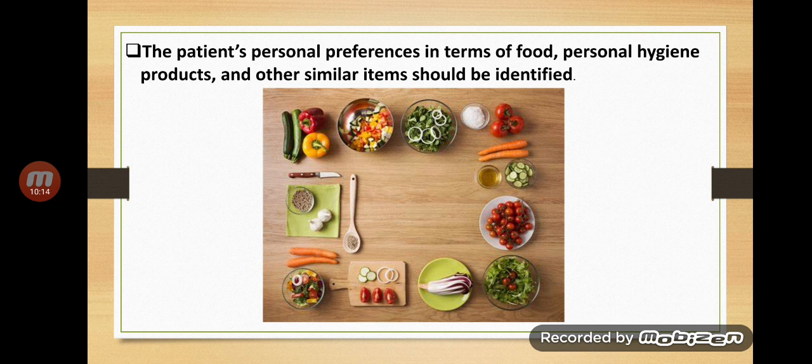And then the patient's personal preferences in terms of food, personal hygiene products and other similar items should be identified. For each and every patient, their preferences for food and personal hygiene products will be different. Their likes and dislikes will be different, right? So based on their likes and dislikes, we have to provide them, whether it is food or products or anything. While giving care to them, we have to provide based on the patient's preference. Okay. So this is about meeting patient needs of self-care.